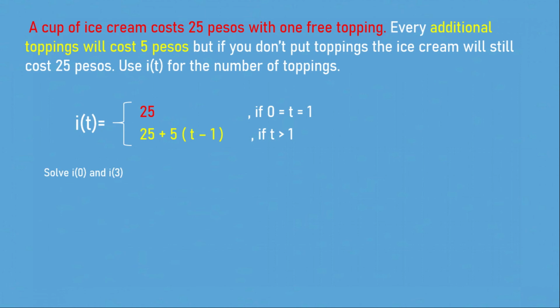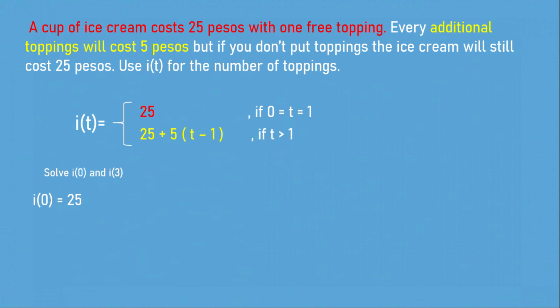Now, let's solve for I0 and I3. First, let's solve for I0. I0 is equals to 25 because it says on the word problem that if the ice cream does not have any toppings, it will still cost 25 pesos.